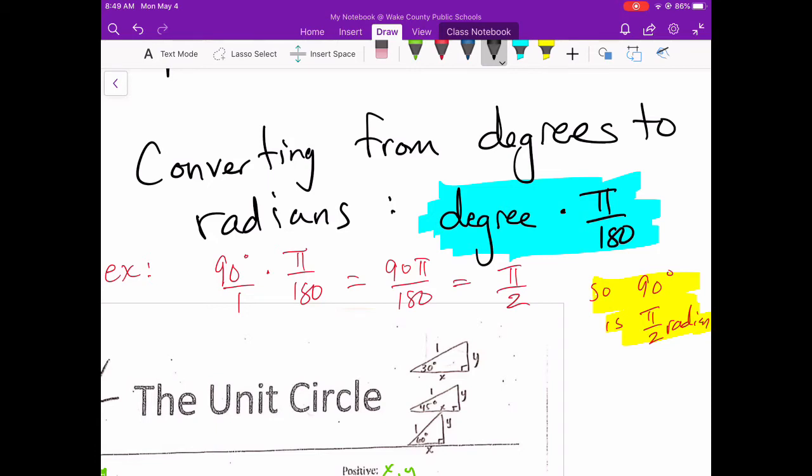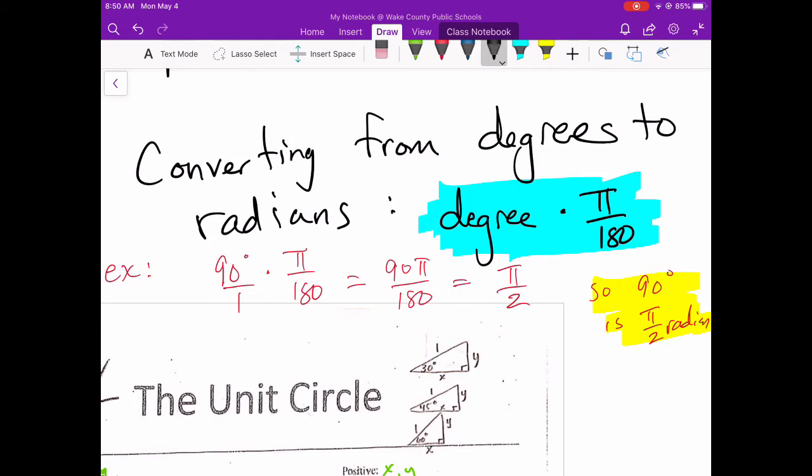So if I had 90 degrees, I would multiply that by pi over 180 to figure out what that is in radian measure. So 90 times pi over 180 is 90 pi over 180. Simplify: 90 over 180 reduces to 1/2, so pi over 2. So 90 degrees is pi over 2 radians. And you could go forwards and backwards with this. Using that same formula, I could solve for degree measure if I knew radians. I would just have to plug it into the formula and solve for degrees.